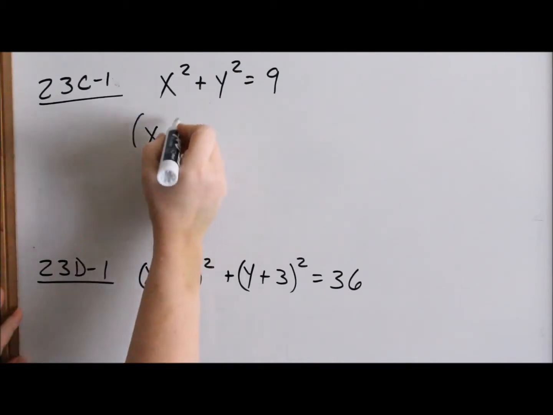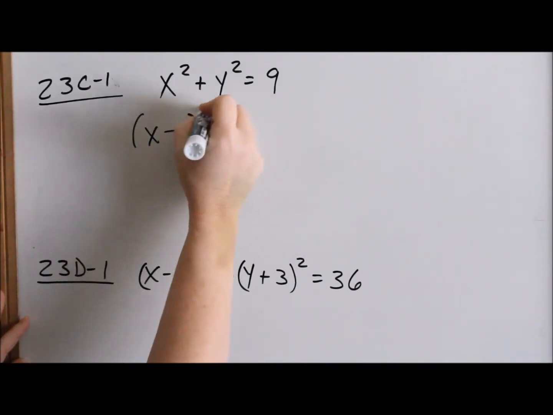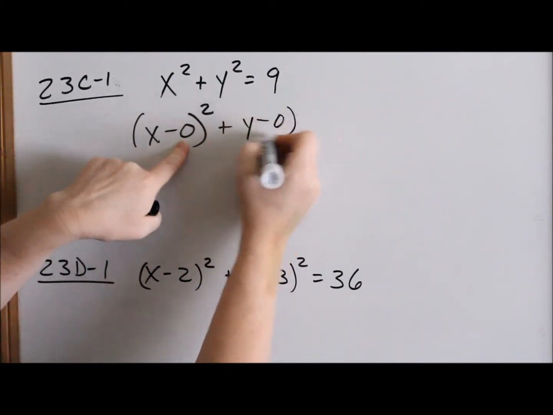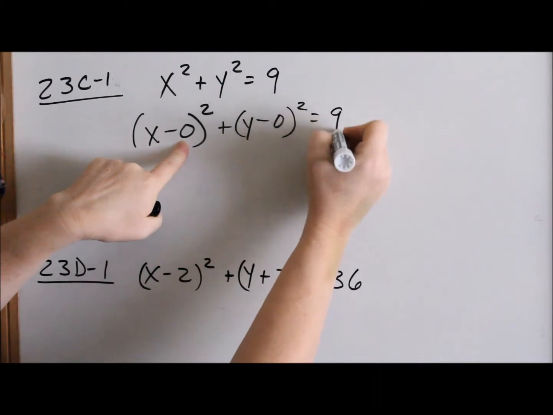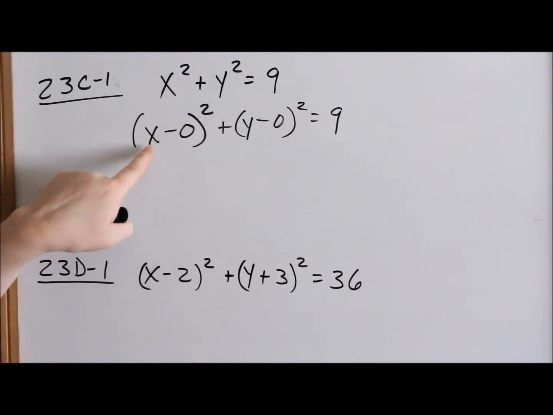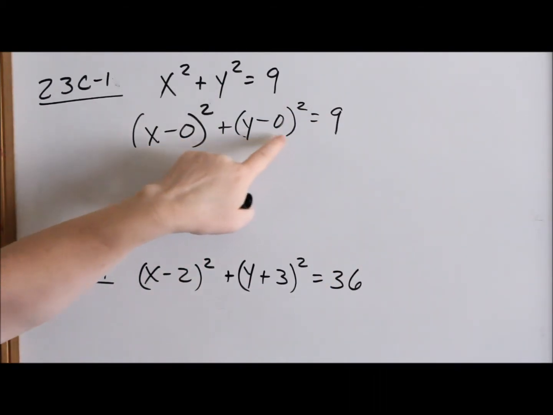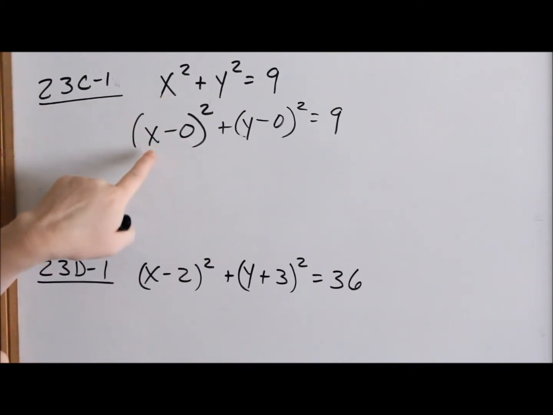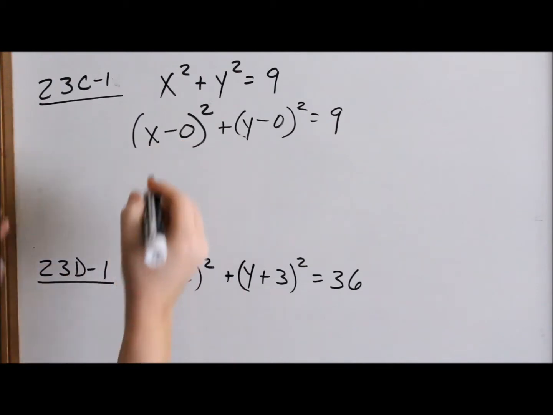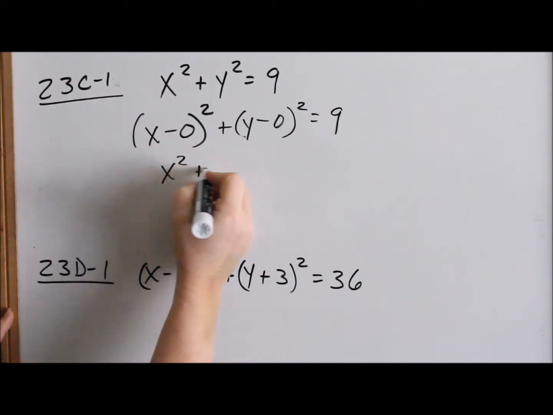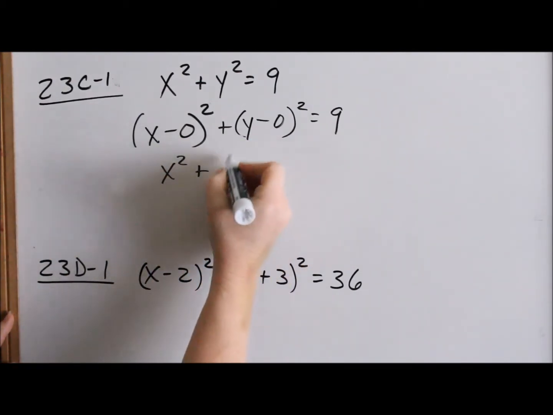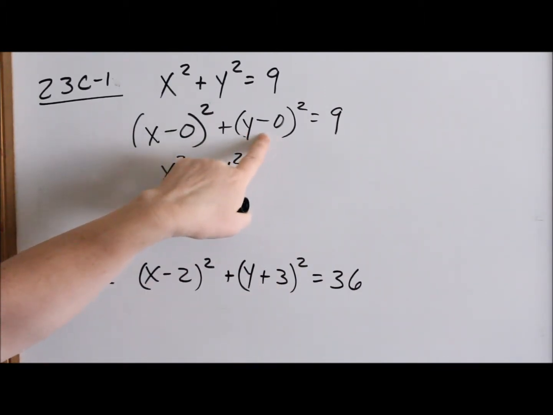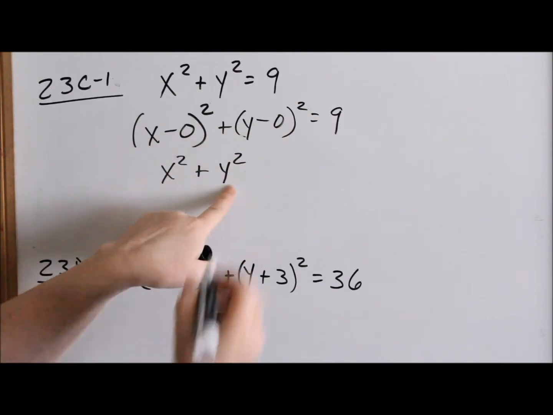Whenever there are no parentheses, that means the center of your circle is 0. If I put it in the general form, where I have x minus something, y minus something, the only way I can get x squared here is to have x minus 0. Because if I have x and I take away nothing, I still have x squared. If I have y and I take away nothing, I still have y squared, because y minus 0 is just y, and then y squared right there.